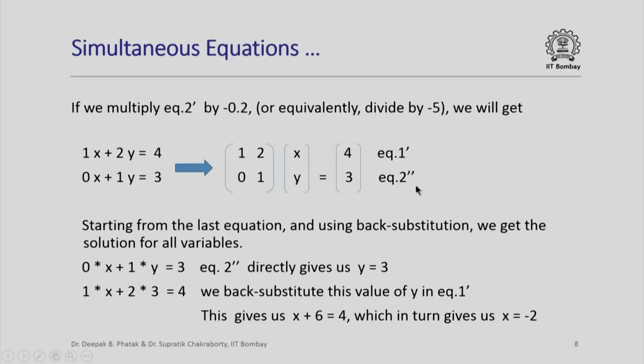Now you will observe the importance of all the operations that we have done. Notice that these two equations can be looked backwards. First we look at the last equation, 0 into x plus 1 into y equal to 3. This directly gives us the value of y as 3. Next we use this value of y equal to 3 and substitute it in this equation, 1 into x plus 2 into 3 equal to 4. This is called the back substitution. This gives us x plus 6 equal to 4, which in turn gives us the solution x equal to minus 2.